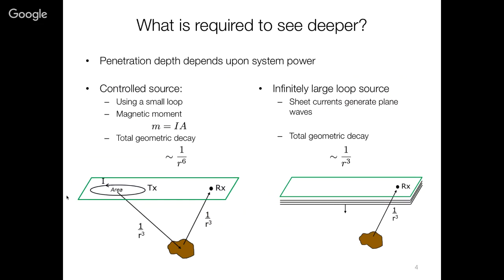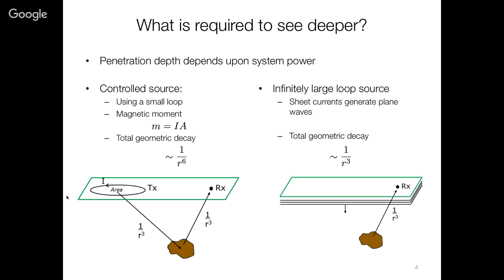So what's required to see deeper? Well, again, we can go back to the basics. If we have a controlled source, and let's suppose that we've got a loop, and we've got a magnetic moment, that's our strength, but we've got a signal that decays as 1 over r cubed as we're going down. And now we get currents in here, and they also decay as 1 over r cubed going up. So if we look at the total geometric attenuation, that's 1 over r to the 6th. That's a really big number. It decays hugely quick.